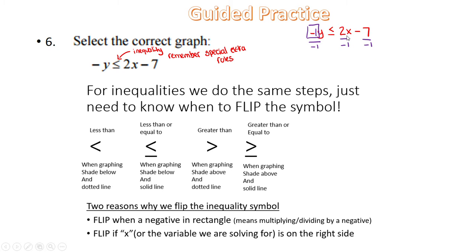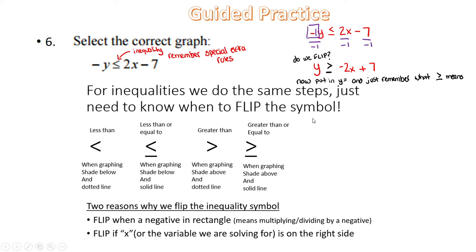So if you take 2x divided by negative 1, you now have negative 2x. And then negative 7 divided by negative 1 is positive 7. Now, once you finish solving for y, and we're finished solving for y at this point because we got rid of our rectangle, then you read the reasons why you flip the symbol. And in this case, we're going to flip because we had a negative in our rectangle, which means we were dividing by a negative. So I'm going to take this less than or equal to symbol and flip it to a greater than or equal to symbol.